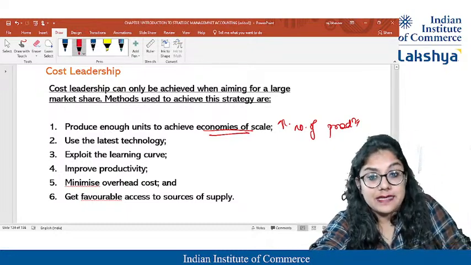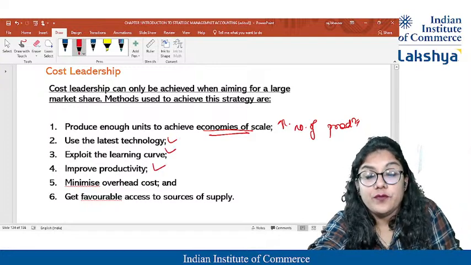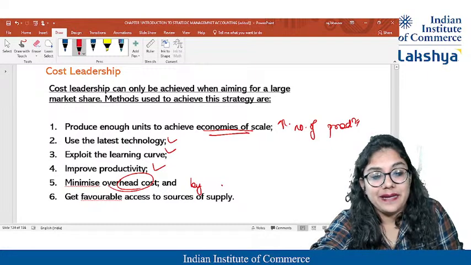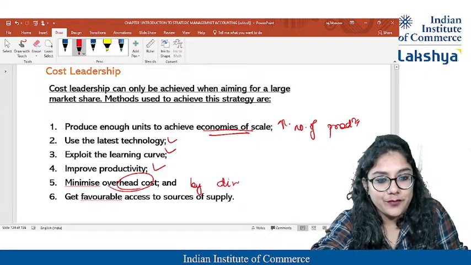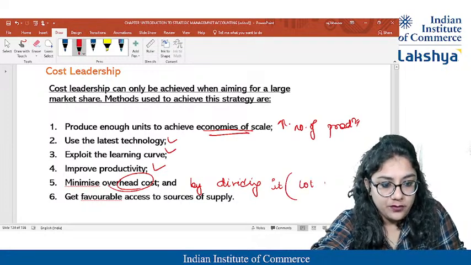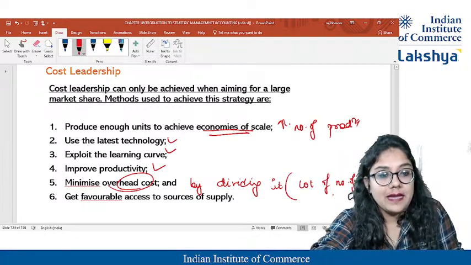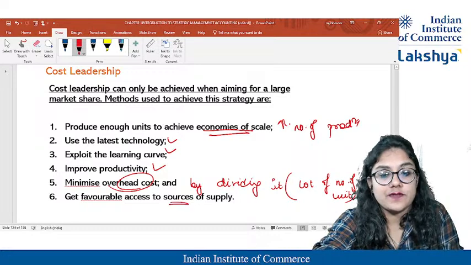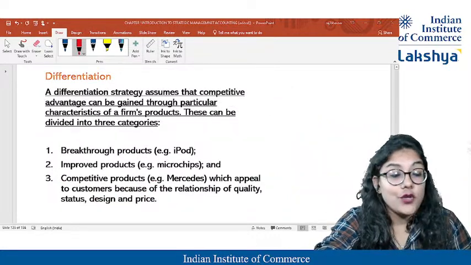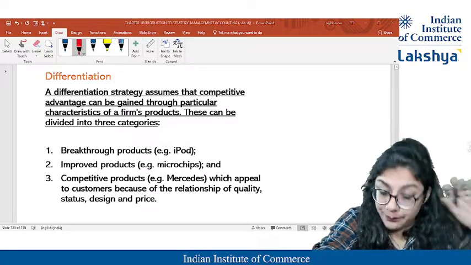It helps in understanding the learning curve, improves productivity, and minimizes overhead costs by dividing them over the number of units, and lastly, getting favorable sources of supply. But when it is differentiation, guys, you cannot make it a bulk production.